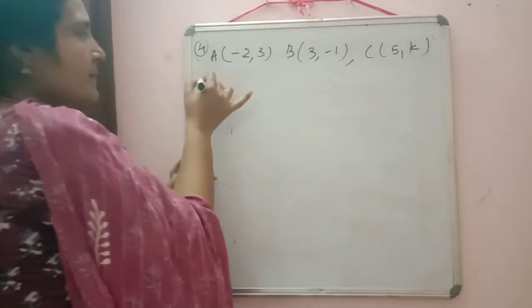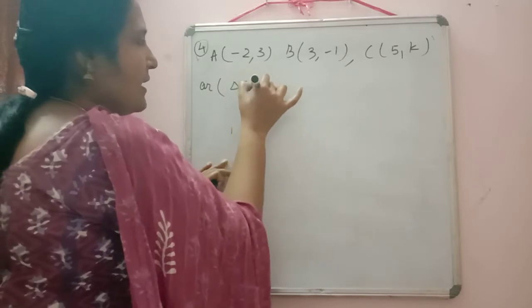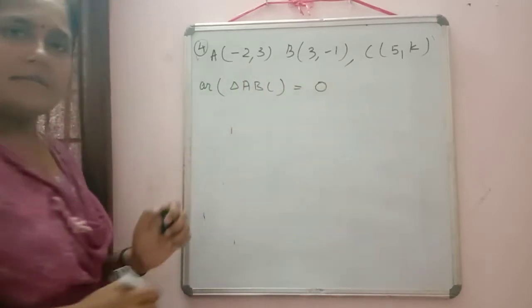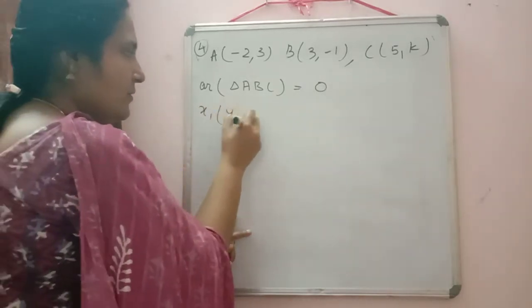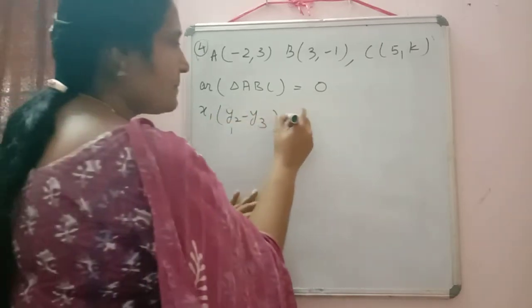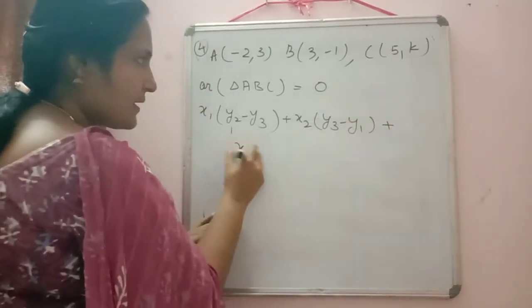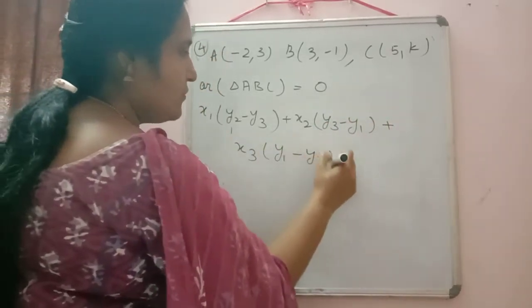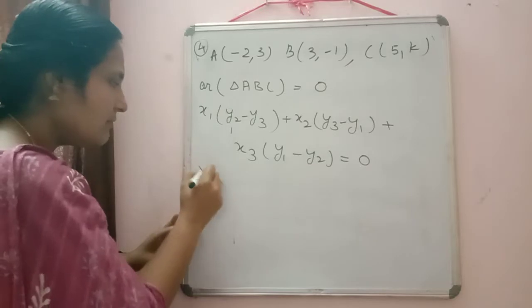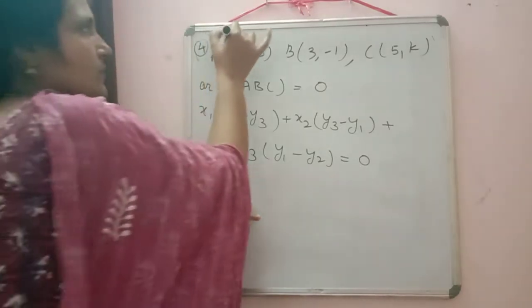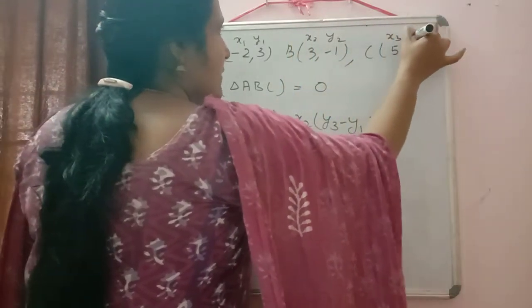So just to write down there, the points are collinear already given, therefore area of triangle ABC will be equal to 0. And half already we shifted there. So how we wrote the formula there? x1 into y2 minus y3 plus x2 into y3 minus y1 plus x3 into y1 minus y2 will be equal to 0 if the points are collinear. Now what we will do? We will substitute the values. Again this one, x1 comma y1, x2 comma y2, x3 comma y3.